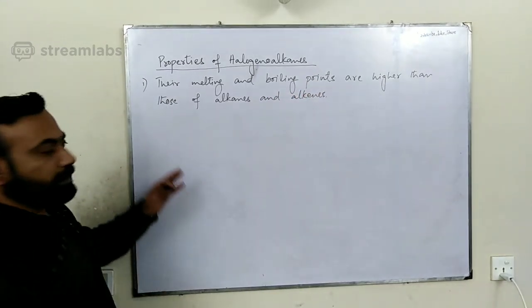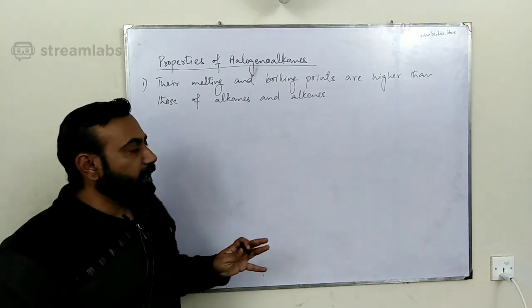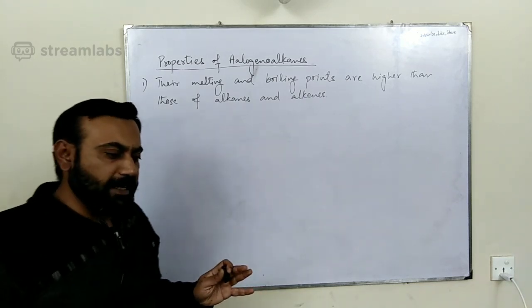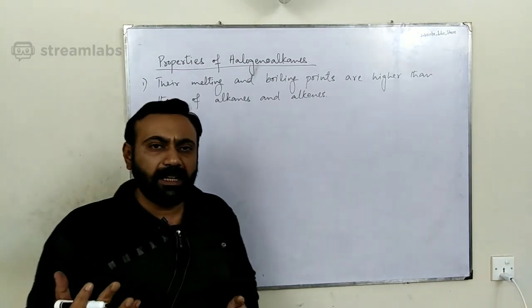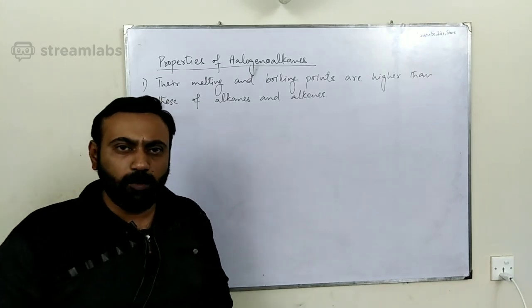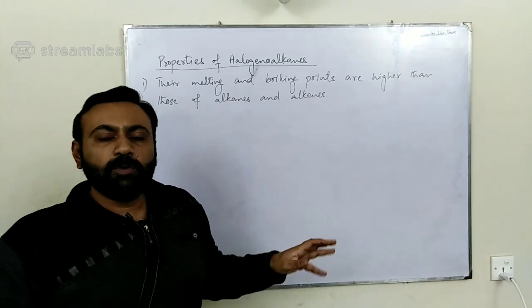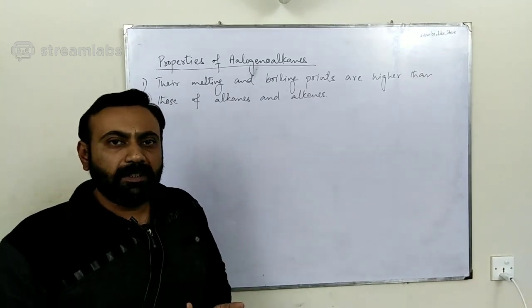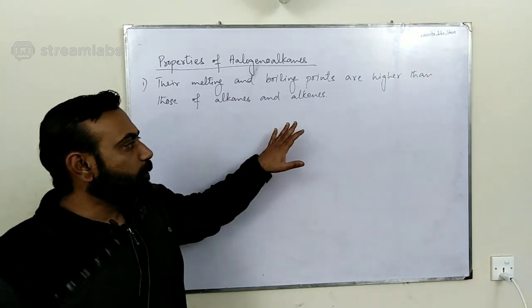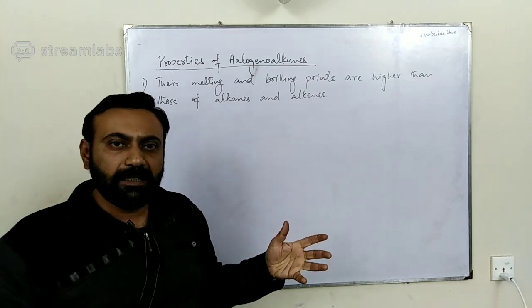Okay, now first thing, their melting and boiling points are higher than those of alkanes and alkenes. That doesn't mean they have very high melting or boiling points. They still have low melting and boiling points. But this is just a comparison to the other homologous series that we have studied so far. Their melting and boiling points are a little higher than those of alkanes and alkenes.